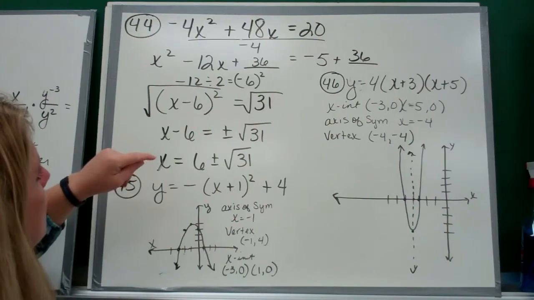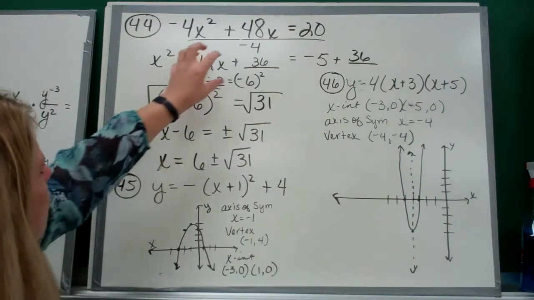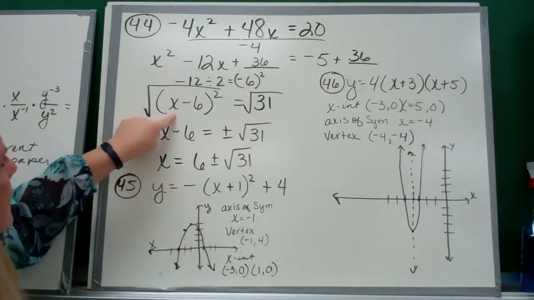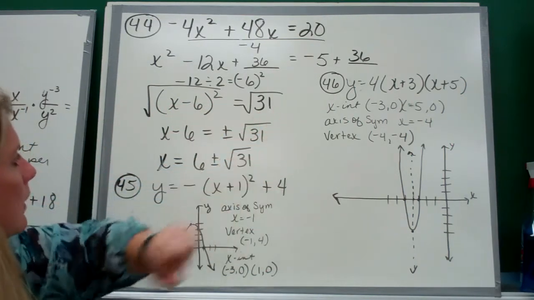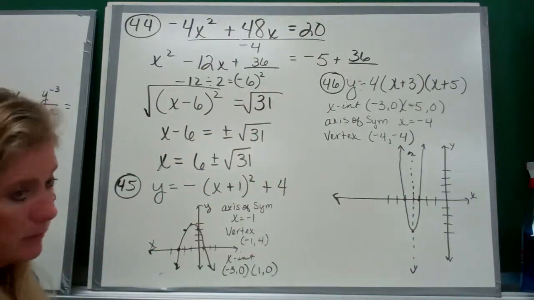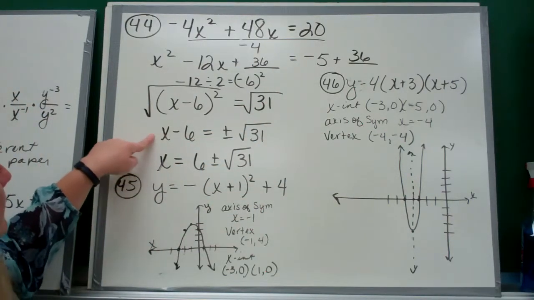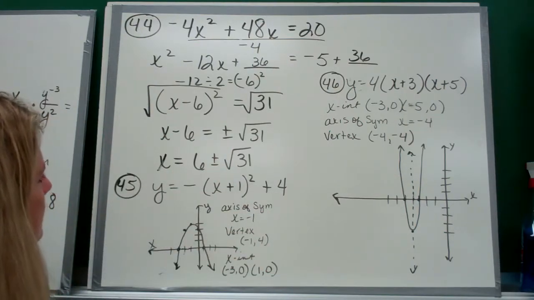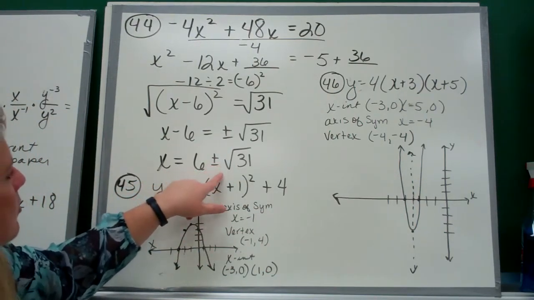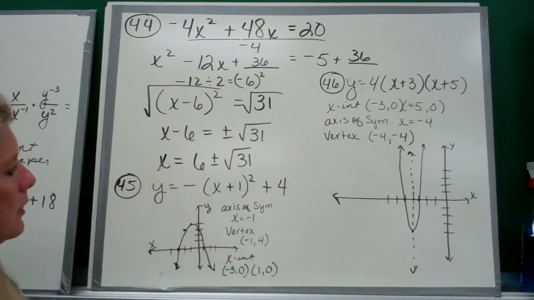That's going to give us, then we factor this trinomial. It's x minus 6 squared equals 31. Square root both sides. X minus 6 equals positive or negative square root of 31. Add 6. X equals 6 plus or minus the square root of 31.